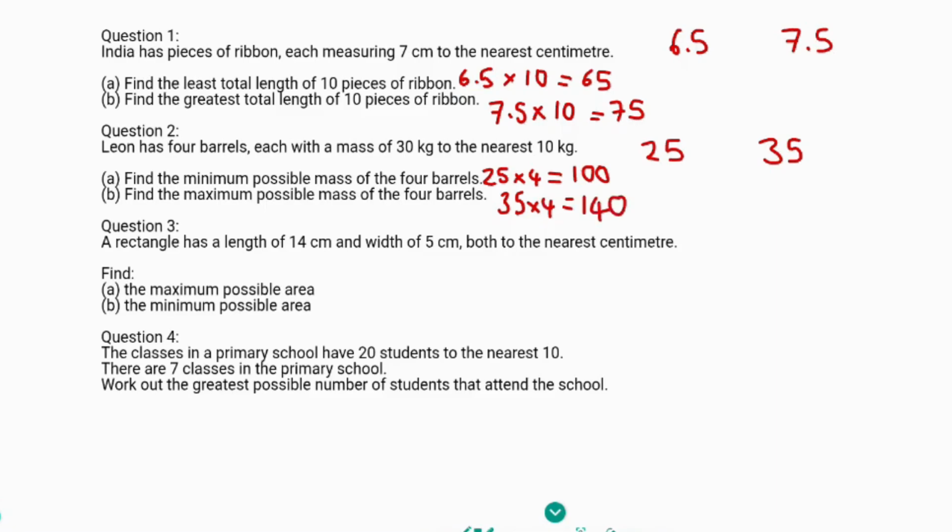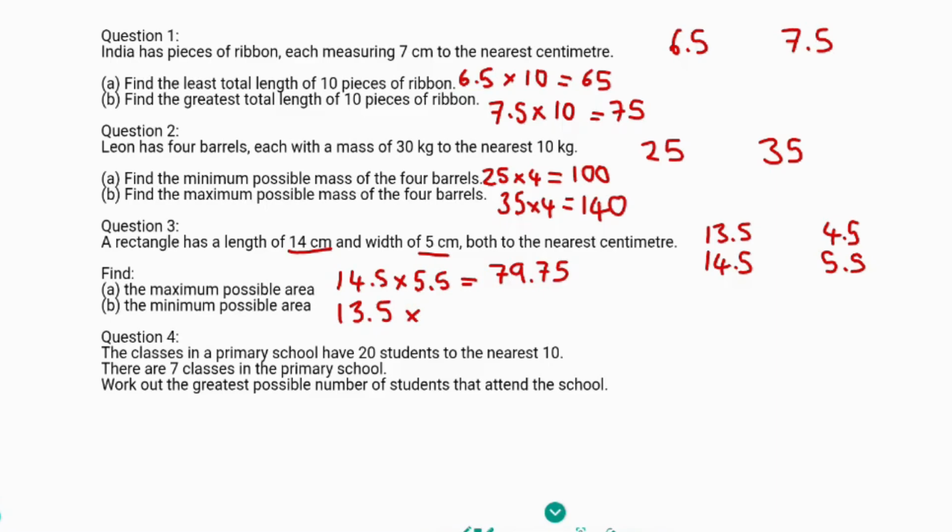A rectangle has a length 14 centimetres and width 14.5. So your upper bounds and lower bounds are 13.5, 14.5, 4.5, 5.5. Maximum area, 14.5 times 5.5, 79.75. Minimum area, 13.5 times 4.5, 60.75.